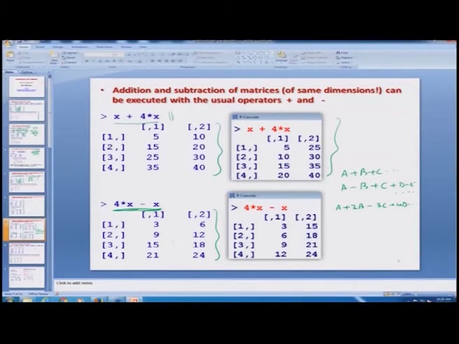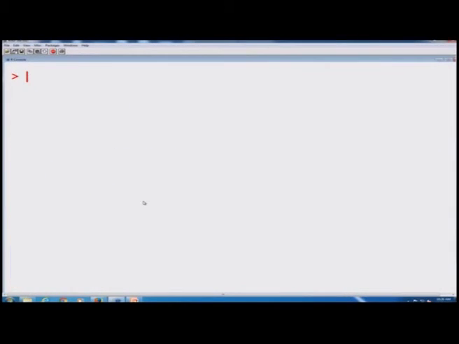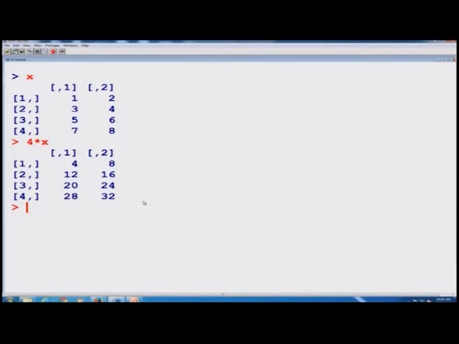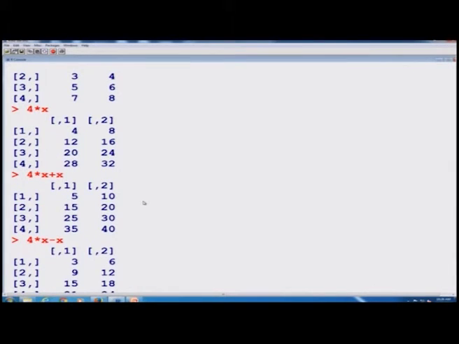Okay. So, you have a screen here, this is X, and I try to obtain here 4 into X, and now I want to add 4 X and X. So, 4 star X plus X, you will see you get this outcome. And similarly, if you want to subtract, 4 star X minus X, you get the same thing. You can see over here.